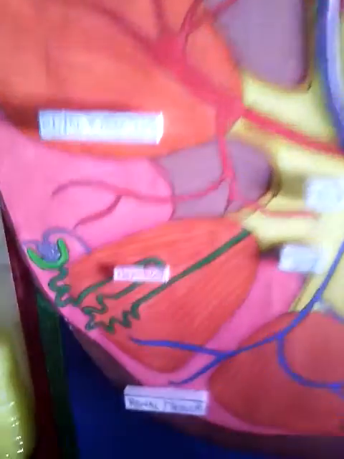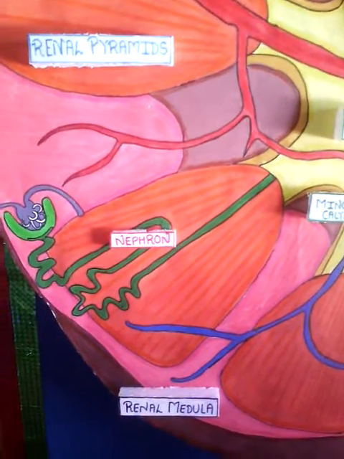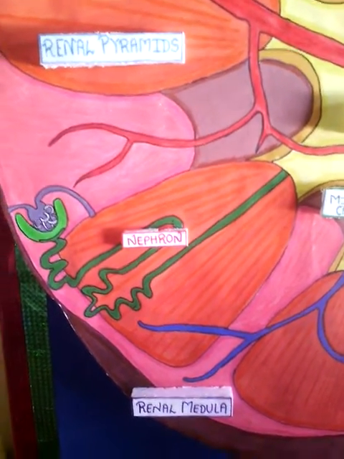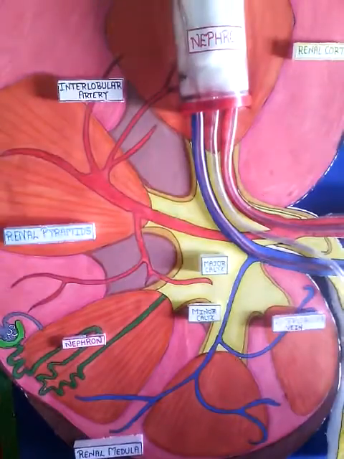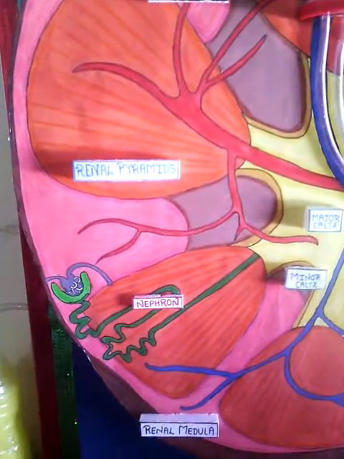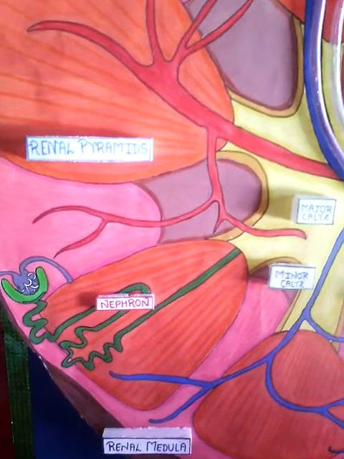You can see this green structure. This is known as nephron. This is the most important, the most basic structure of the kidney. Without a nephron, the kidney is functionless. There are about millions or billions of nephrons inside a single kidney.